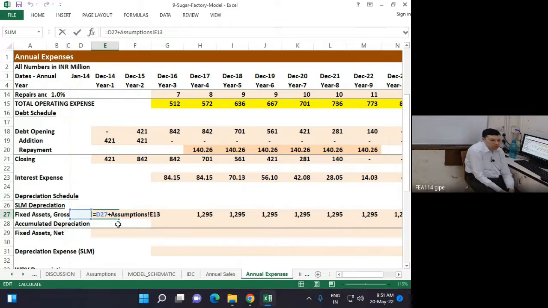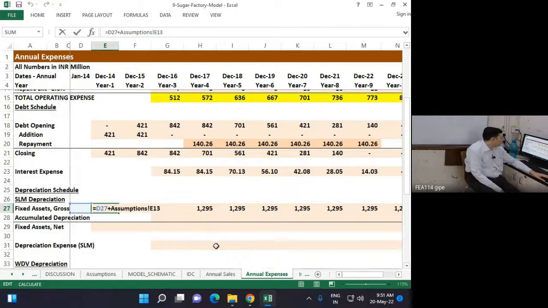Correct. Increasing to 1295 and then constant. No, you don't have to put a dollar sign there. Correct, because in both years there is the addition of assets, 647 million. Then there is none. Correct. 1295 for all the years.